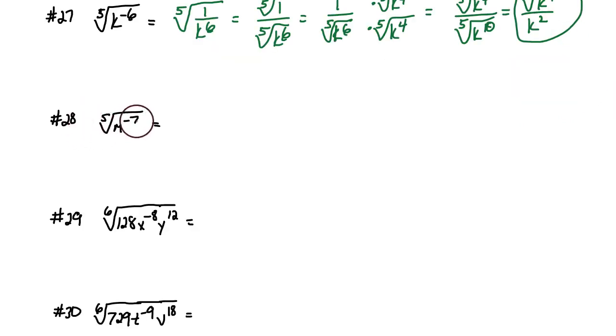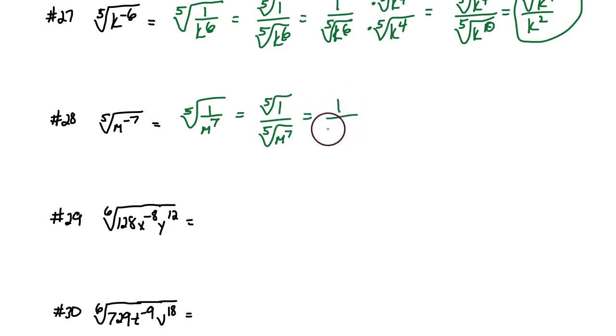Number 28. Again, we have a negative exponent. So let's first take care of that. Then separate this into a separate numerator and denominator. And the fifth root of 1 makes a 1. This is very similar to the one we have right above. Notice how similar these things are.